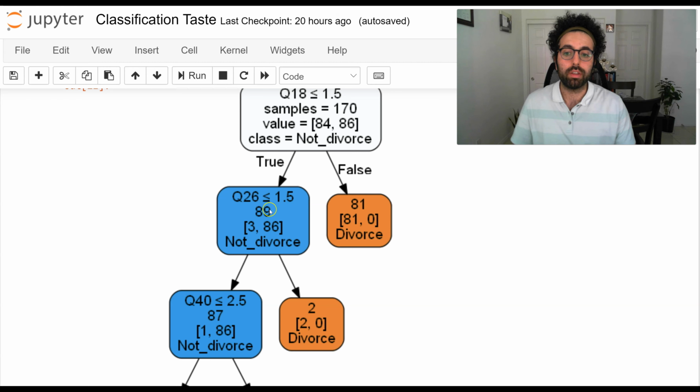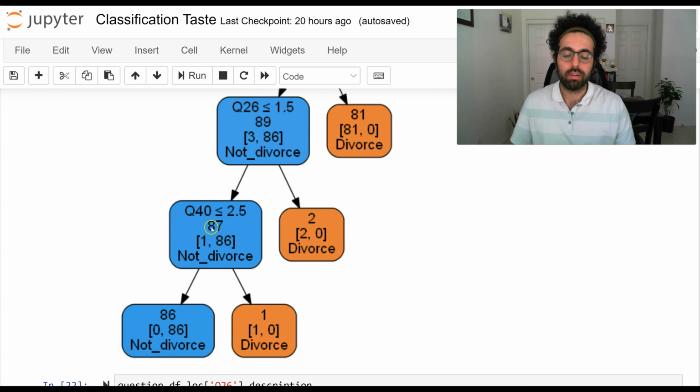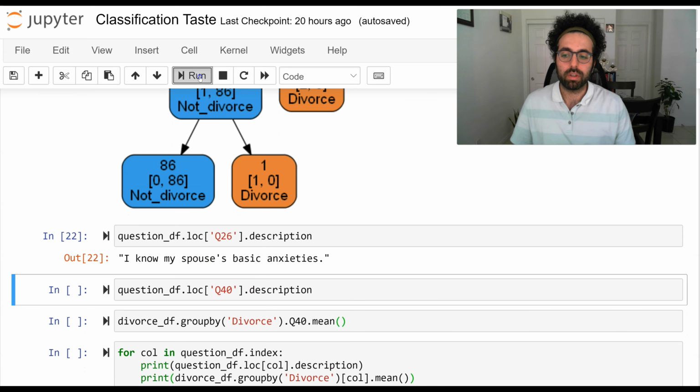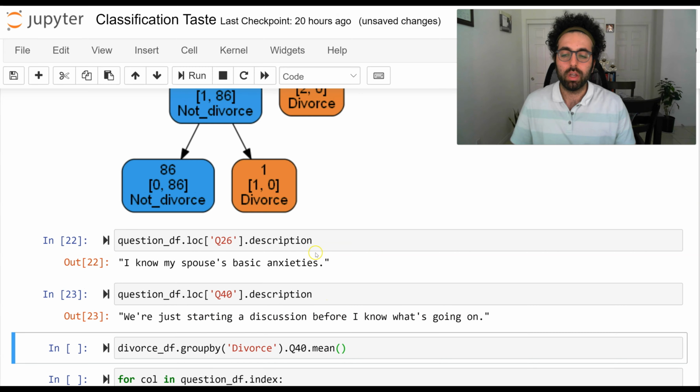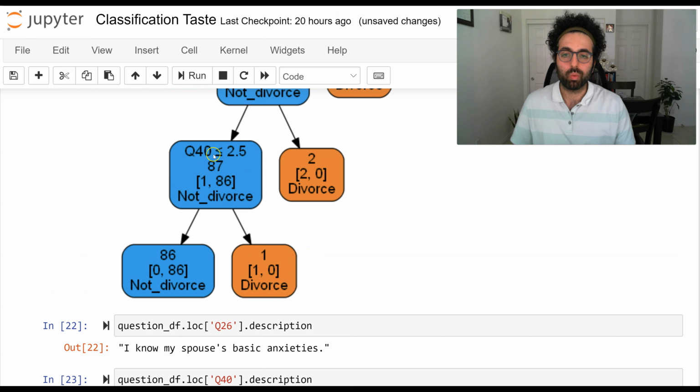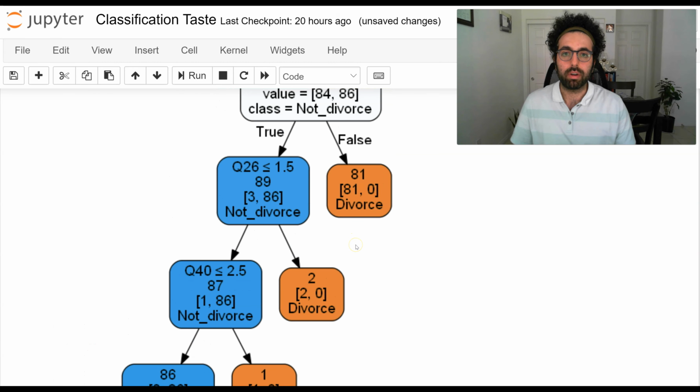And if you do know it, you're more likely to be divorced. And then Q40 is, let's see what it is. We're just starting a discussion before I know what's going on. So if your answer to this question were more often, always, or more likely this happens, the couple is more likely to be divorced than not. So this is the decision tree, right?